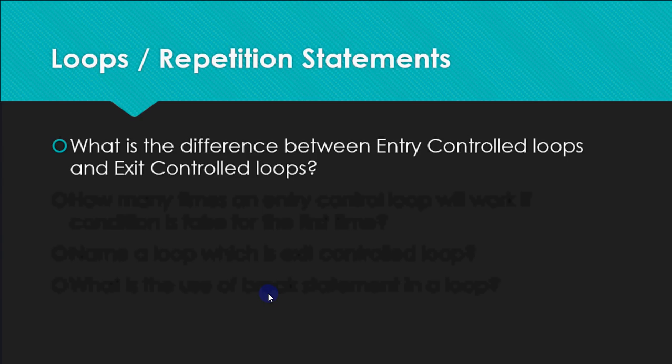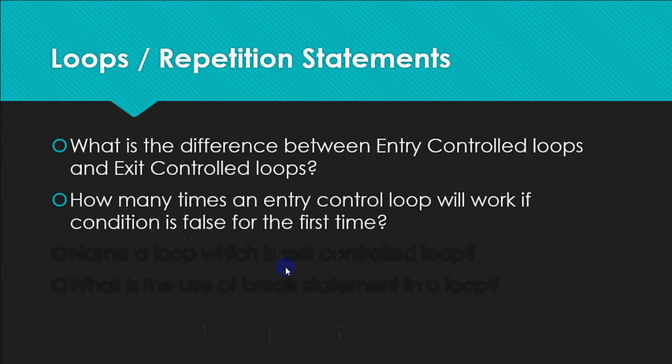So entry control loop, as the name says, is the one where condition is checked when we enter the loop, and exit control loop is the one where condition is checked when we are exiting from the loop. Examples of entry is for and while, an example of exit control is do while. And the major difference is that if the condition is false for the first time, for and while, that is entry control loops, will not work at all. Whereas your exit control loop, that is do while loop, will work at least once even if the condition is false for the first time.